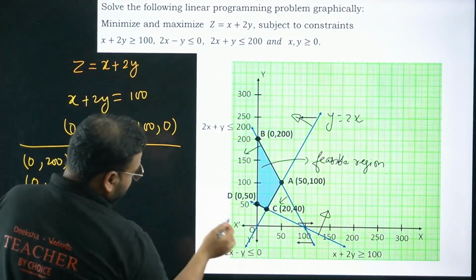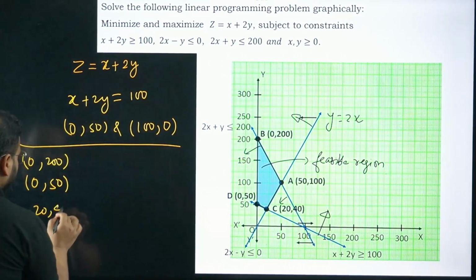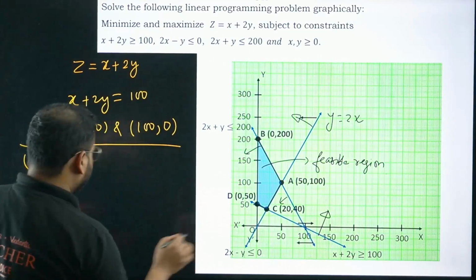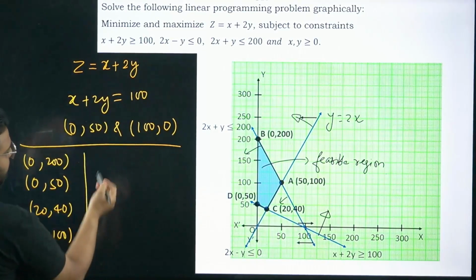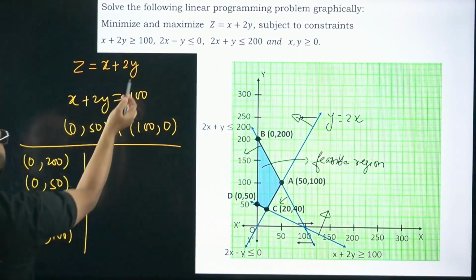Next we have 20, 40. And we have 50, 100. Okay, let's find the values of the objective function over here, x plus 2y.